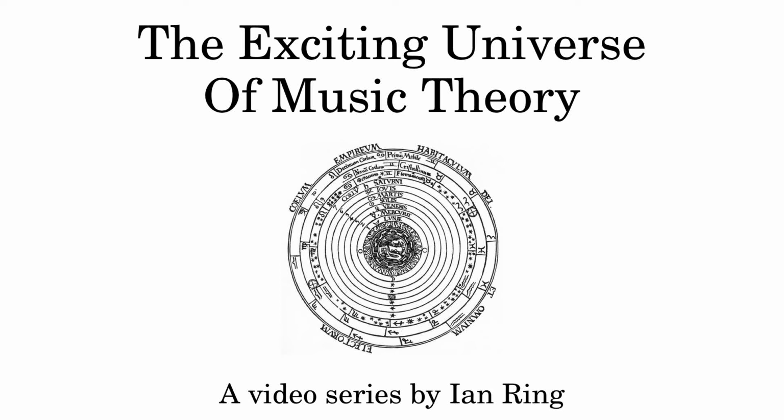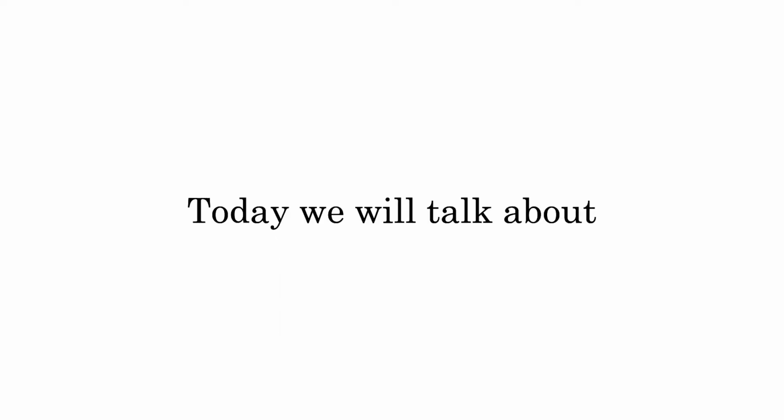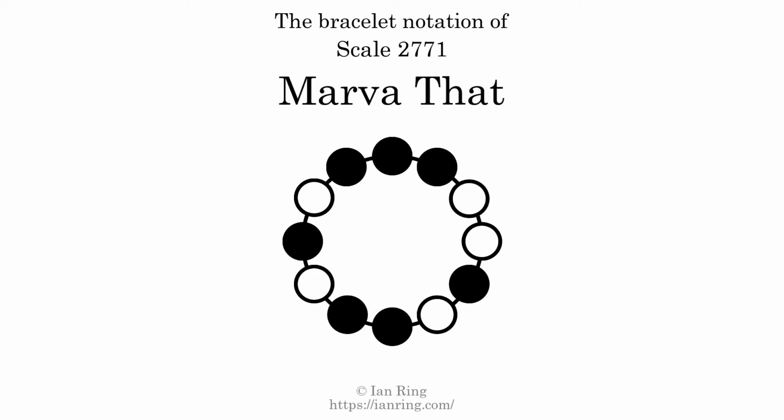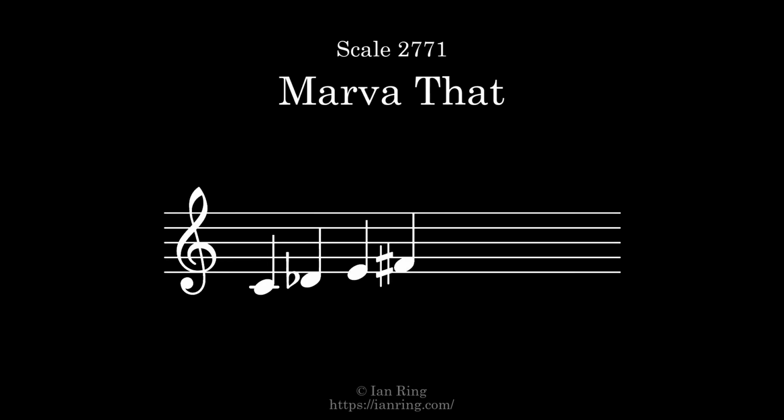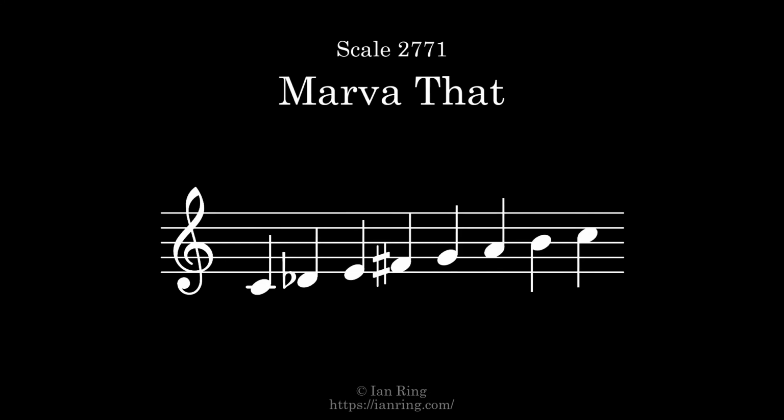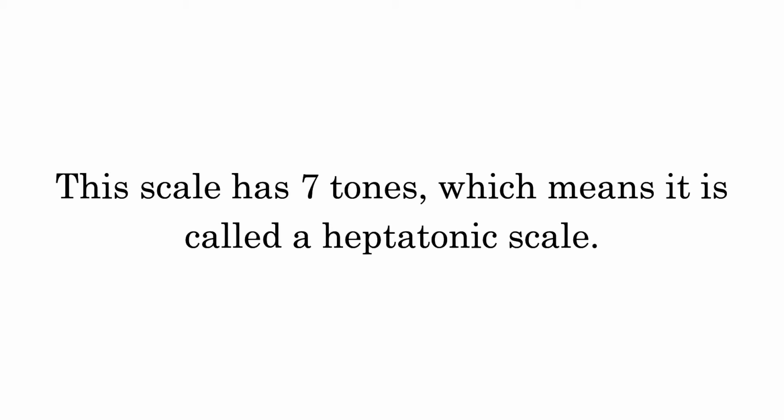Welcome to the exciting universe of music theory. Are you ready to learn? Then let's begin. Today we will talk about Scale 2771, Marva That, which sounds like this. This scale has 7 tones, which means it is called a heptatonic scale.